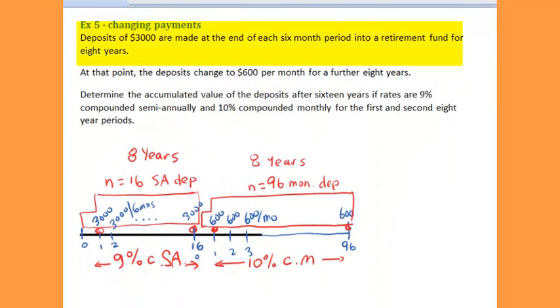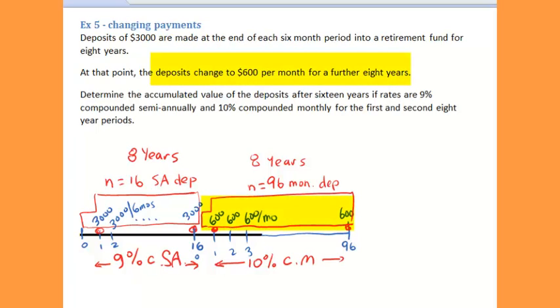The first thing I would recommend doing is to set up a time diagram showing the first 8 years of semi-annual deposits. Semi-annual deposits means that there are 16 semi-annual deposits of $3,000 every 6 months, and for that 8-year period, the interest rate is 9% compounded semi-annually. Then we could also follow that with another 8 years of monthly deposits of $600. 8 years of monthly deposits means 96 monthly deposits. The interest rate for that 8-year period is 10% compounded monthly.